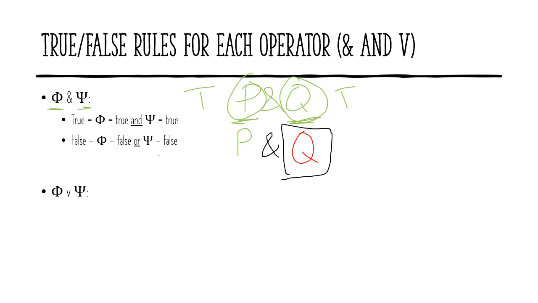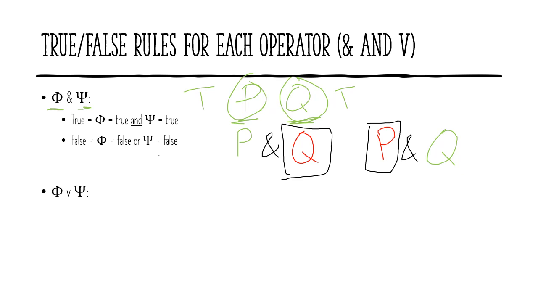So what makes the ampersand true is if both sides are true. What makes an ampersand false is if one side or the other is false. So as long as one side of an ampersand is false, it is false. But if both sides are true, then it's true.